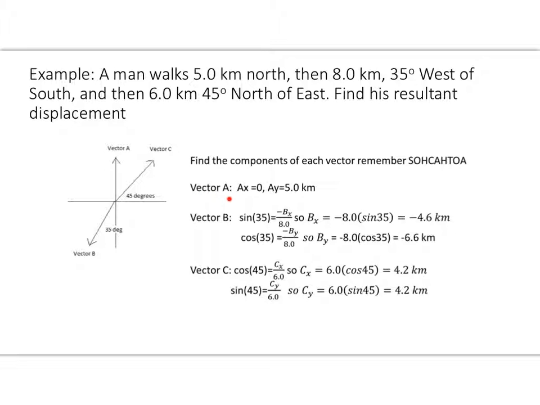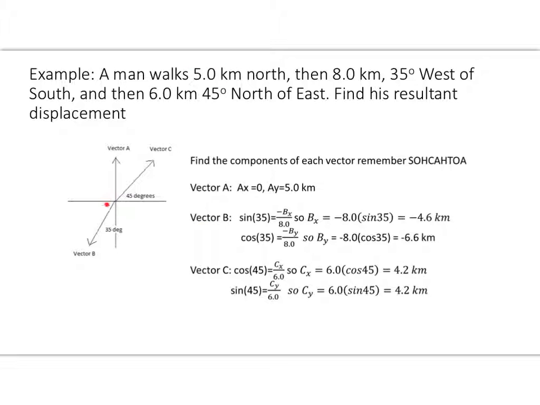All right, so vector A, this one right here, that's the easiest one. Vector A is acting right along the y-axis there, directly north, so therefore it does not have any component along the x-axis. So Ax is 0. And its entire magnitude is along the y component. So Ay is 5 kilometers, its entire magnitude. Okay, we go on to vector B.